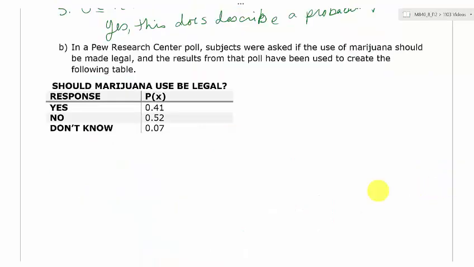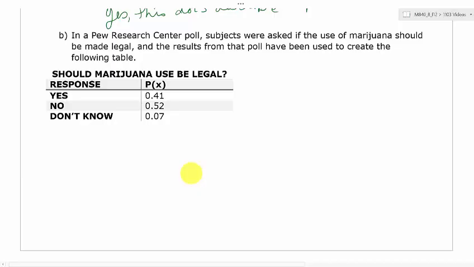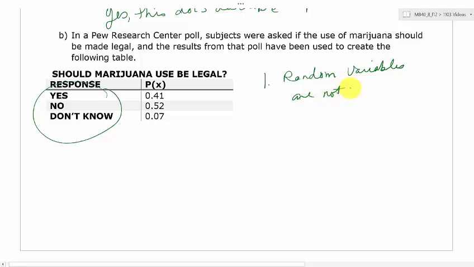In the next example, in a Pew Research Center poll, subjects were asked if the use of marijuana should be made legal, and the results from that poll have been used to create the following table. So in this one, right away, we break the rule because we have yes, no, and don't know as our random variables. So the very first condition is broken. So let's see if it meets the other two criteria.